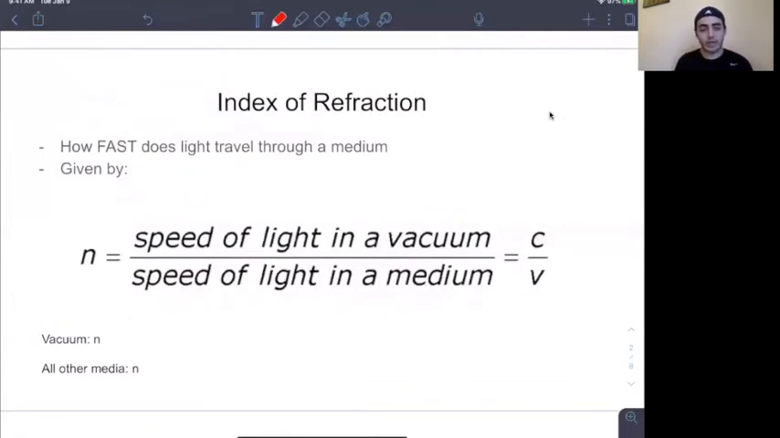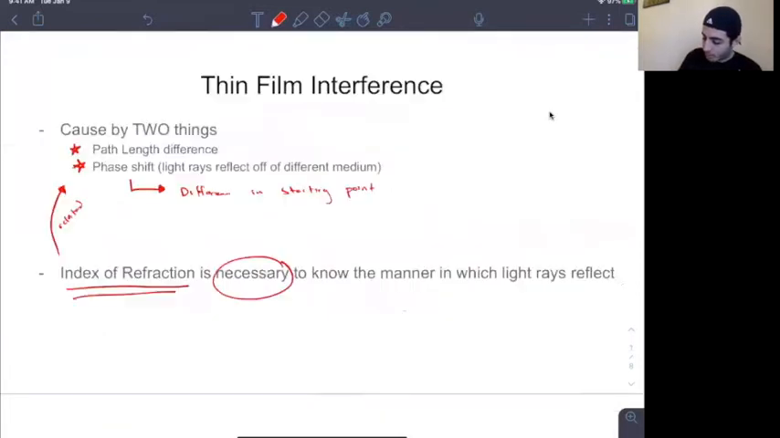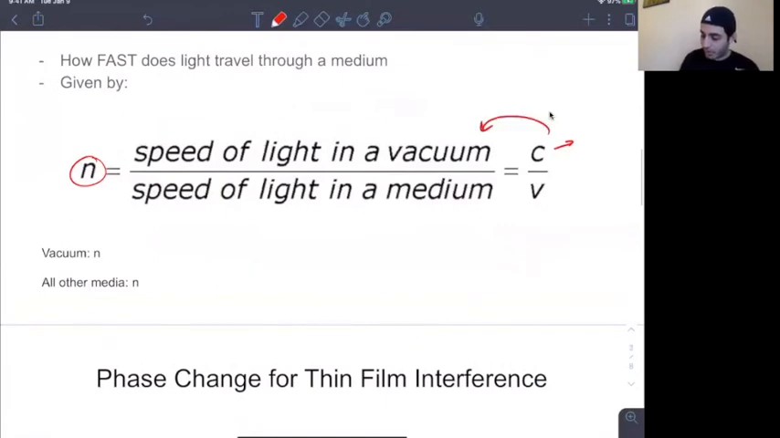So, more on the index of refraction. This is basically a measure of how fast the light can travel through a medium. The index of refraction has no units because it's speed over speed, but it's given by c, which is the speed of light in a vacuum, over the velocity of light in that specific medium. So it depends on the medium. In a perfect vacuum, the index of refraction is equal to 1. In all other media, this will be greater than 1.